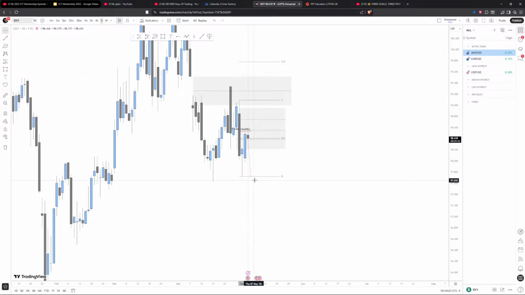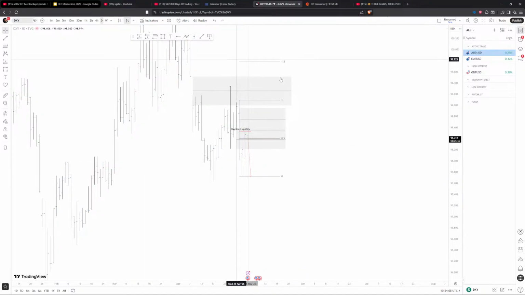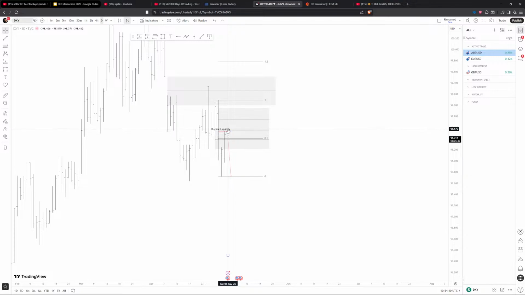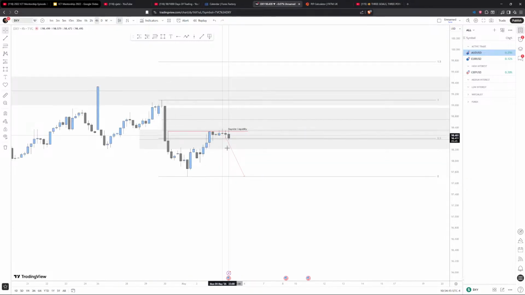Obviously, this is the aim. We may not get here today. It may take a while. It may take a couple of days. But we are in. We've had the open, the manipulation. We're just wanting the distribution to last or move a little bit longer.